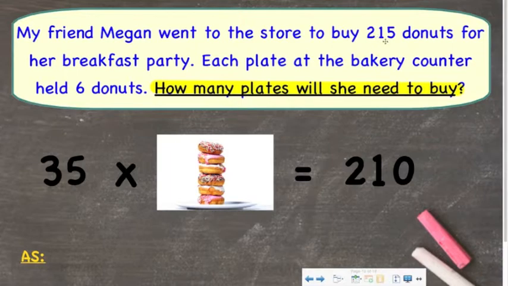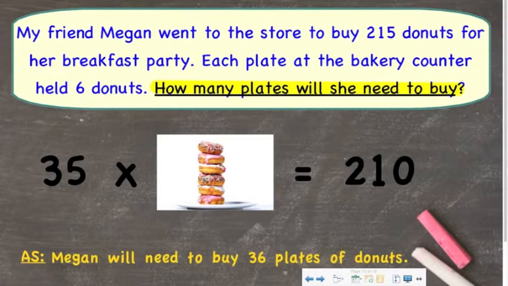What would end up happening would be 5 people would not have a donut, and if they're anything like me, they'd be pretty upset about that. So, what I need to think about is what am I going to do with that remainder? In this particular question, I'm going to say that Megan will need to buy 36 plates of donuts. She'll need to buy an extra plate to get those 5 extra donuts.